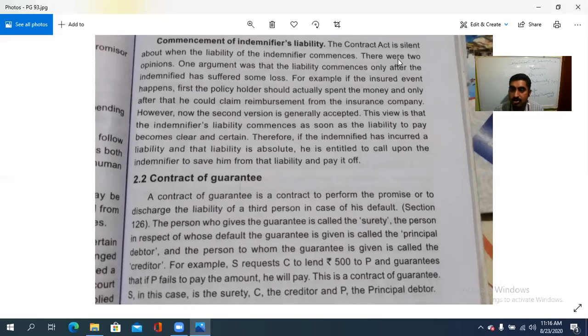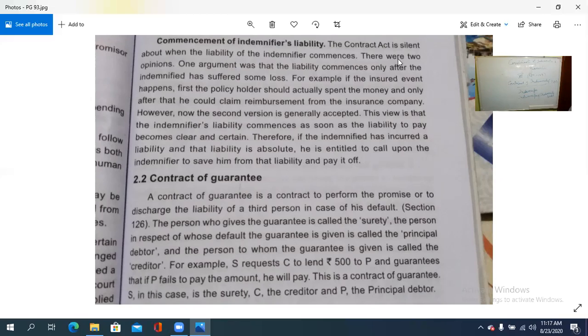to make good such loss, policy holder should spend the money and then only the insurance company can claim the reimbursement. സംഭവം നടന്നതിന് ശേഷം ആ നഷ്ടം എത്രയാണെന്ന് നിജപ്പെടുത്തി അതിന് വരേണ്ട എക്സ്പെൻസ് ആ ഒരു വ്യക്തി ഈടാക്കിയാലേ ഇൻഷുറൻസ് കമ്പനി പൈസ കൊടുക്കുള്ളൂ, can claim the reimbursement. So one argument was that the liability commences only after the indemnified has suffered some loss.